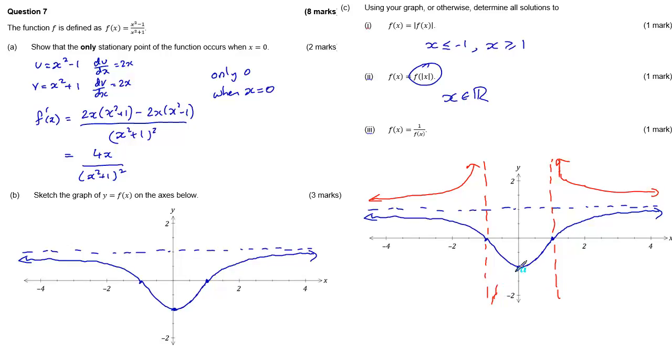This would be an asymptote, but remember this is negative 1. 1 divided by negative 1 is negative 1, so they're going to intersect just at that point. So it seems that x is 0 is actually a solution.